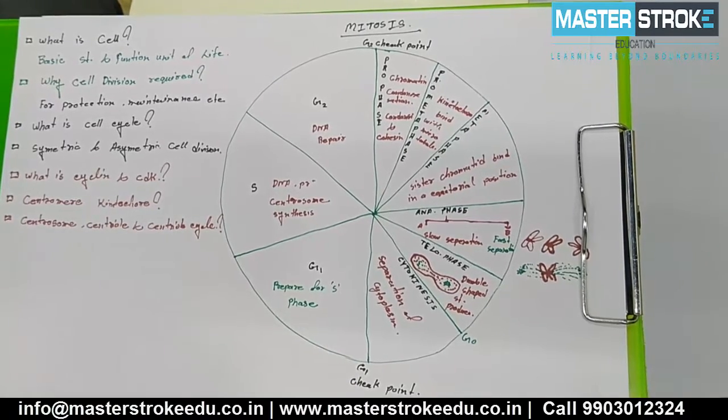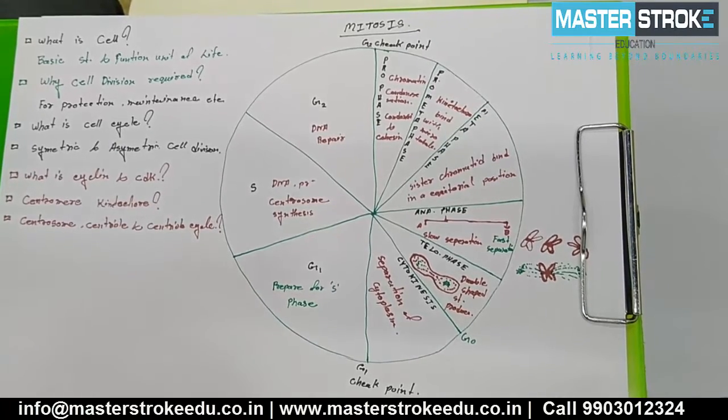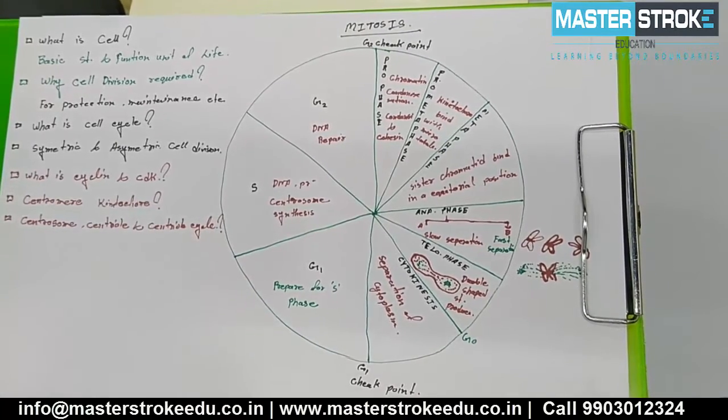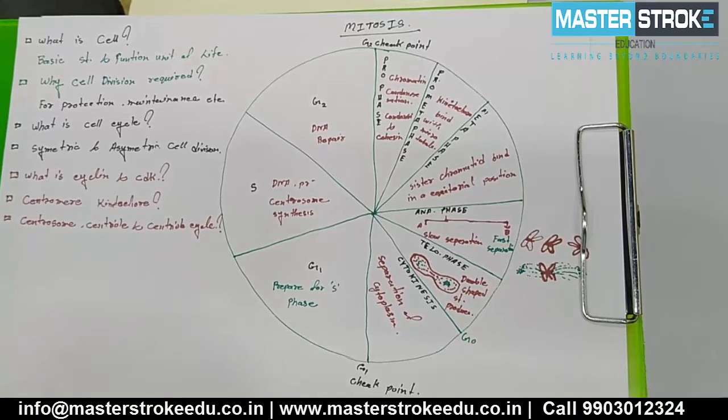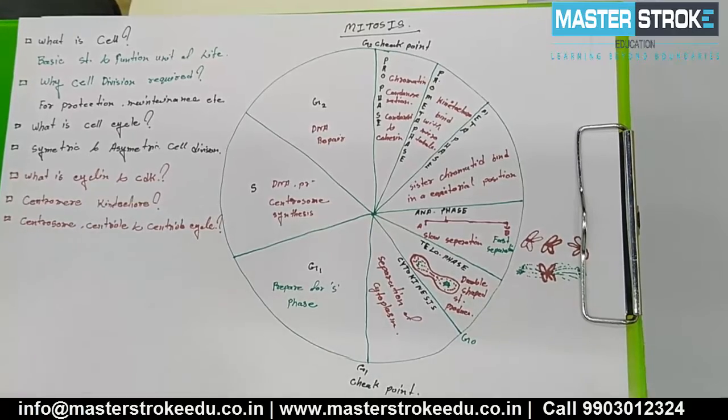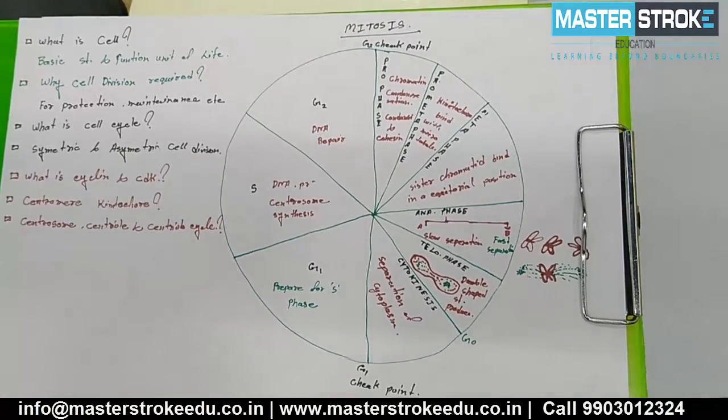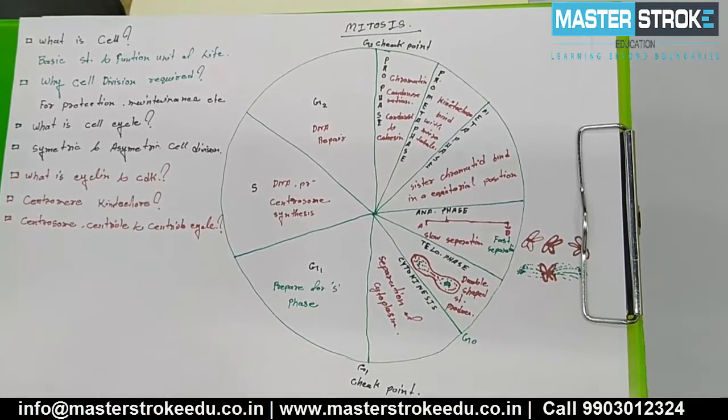What is the cell cycle? The cell cycle is a biomolecular process by which the mother cell is divided into two or more daughter cells having the same or different nuclear material. If divided into two daughter cells having the same genetic material, it is known as mitosis. If divided into four or more cells with different shapes and half of the genetic material, it is known as meiosis.